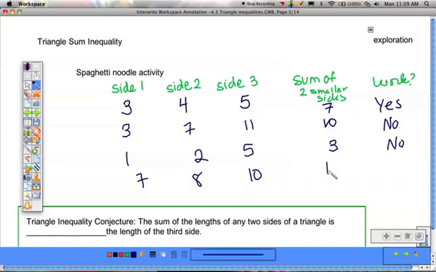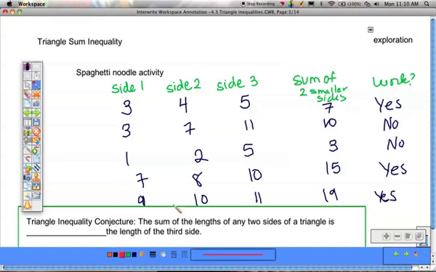7 and 8 add up to 15. This one actually forms a triangle. So if you look for a pattern, let's do one more. Let's do 9, 10, and 11. And this will work. Okay, so take a look at all the ones that work and all the ones that don't.